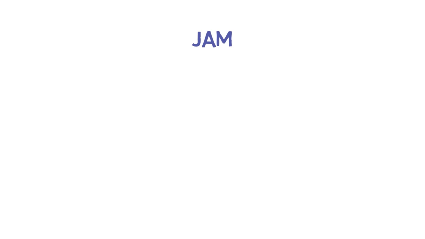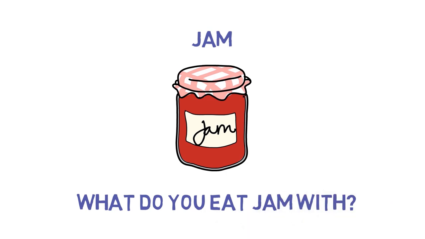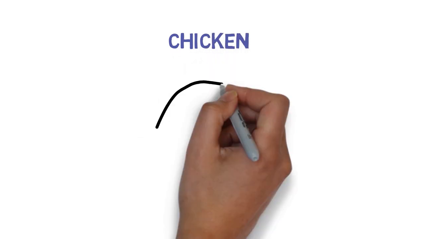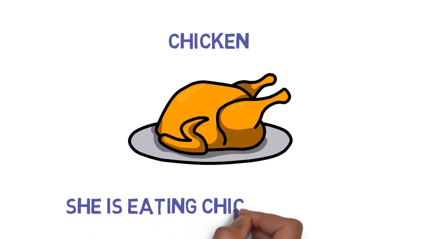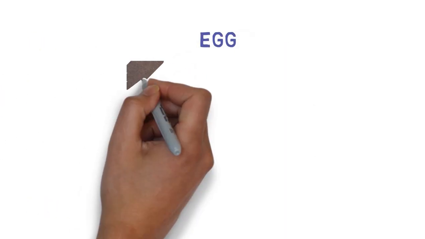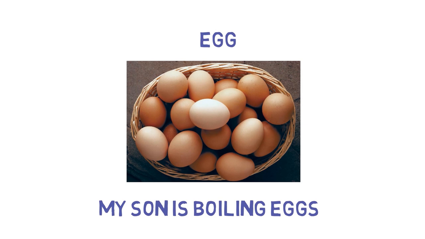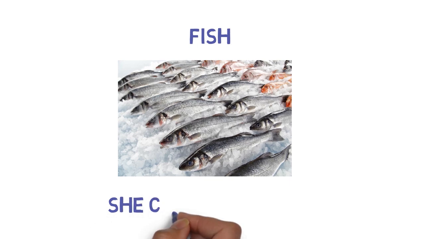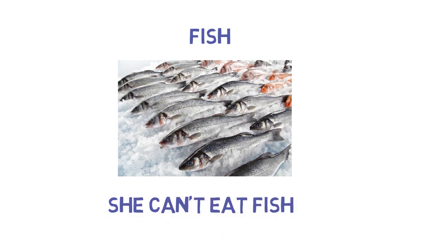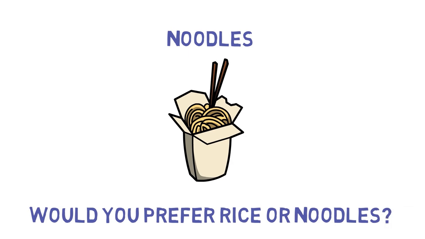Jam. What do you eat jam with? Chicken. She is eating chicken wings. Egg. My son is boiling eggs. Fish. She can't eat fish. Noodles. Would you prefer rice or noodles?